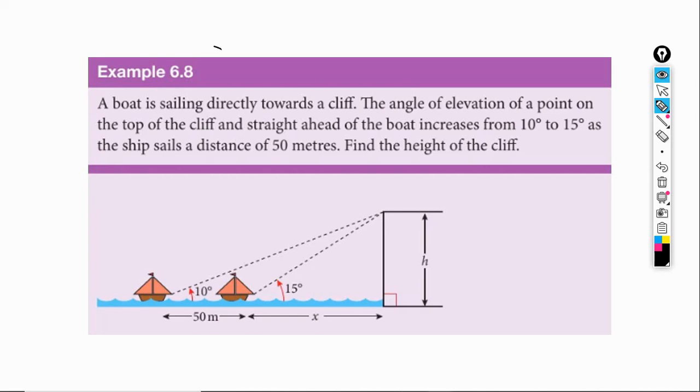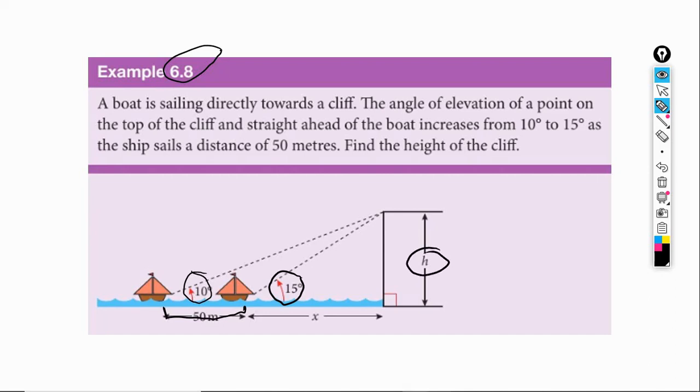Okay, everybody, so now we're in example 6.8. And it reads that a boat is sailing directly towards a cliff. The angle of elevation of a point on the top of a cliff straight ahead of the boat increases from 10 degrees to 15 degrees. So at first the angle of elevation here was 10 degrees, and then it got a little closer and it was 15 degrees. As the ship sails a distance of 50 meters, so there was 50 meters between here and here. And then they say find the height of the cliff. So they want us to find the height of the cliff.